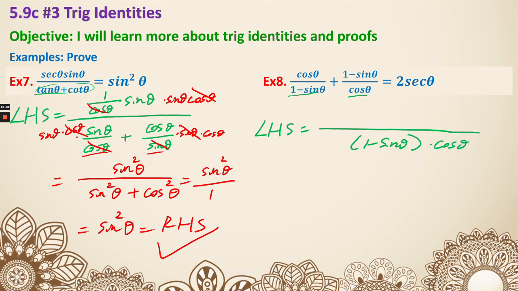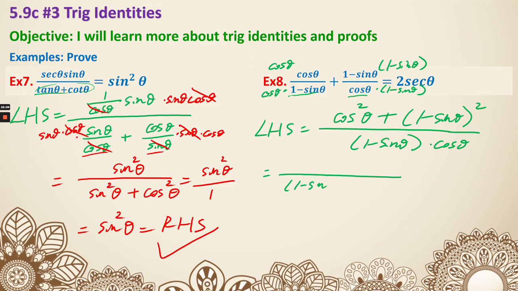In order for the first fraction to become the common denominator, I need to multiply the top and the bottom by a cosine theta. So my top is cosine theta squared. In order for the second fraction to become the common denominator, I need to multiply the top and the bottom by 1 minus sine theta. So the second part just becomes 1 minus sine theta, the whole thing squared. Now let's continue. The bottom does not change, 1 minus sine theta times cosine theta. The top is a cosine theta squared.